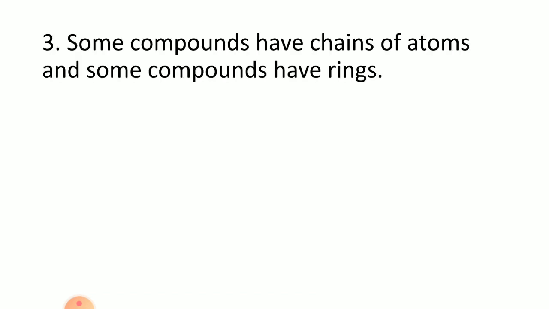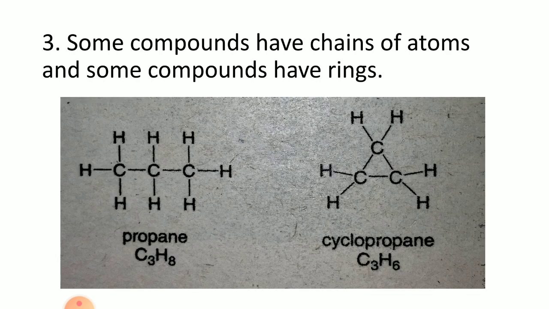Next, some compounds have chains of atoms and some compounds have rings. For example, three carbon atoms can bond in a row to form propane or form a ring called cyclopropane. Propane is the fuel burned in gas grills and cyclopropane is an anesthetic.